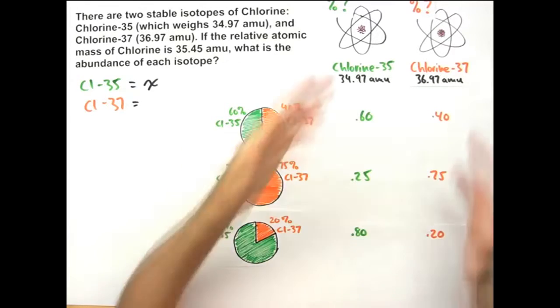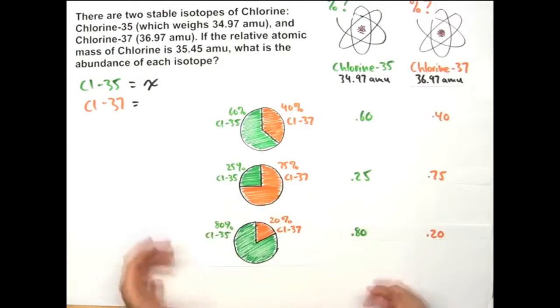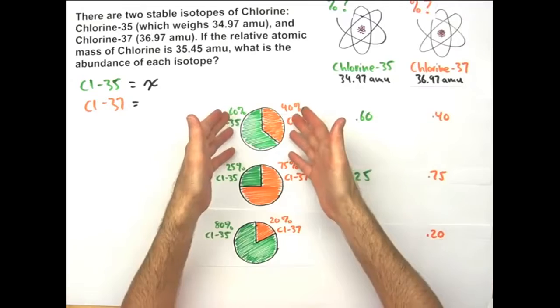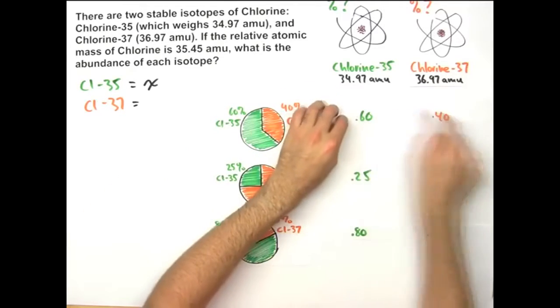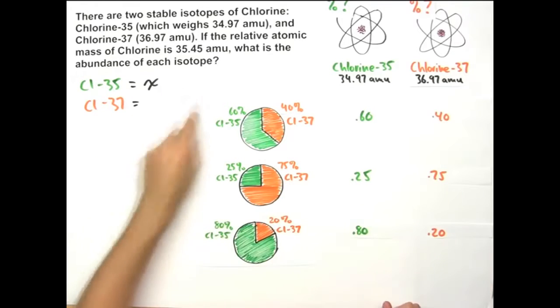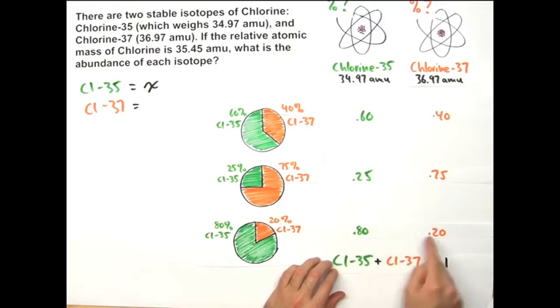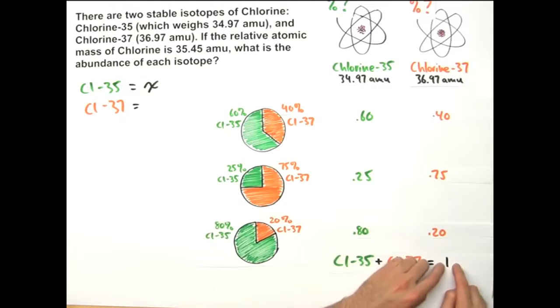Because we only have two possible isotopes for this problem, when we add the two of them together, they always have to come out to 100%. Or, if we're expressing our abundances in decimals here, when we add the two abundances up, they have to come out to 1. We can use this to come up with an expression for chlorine-37. Here's the first thing that we've noticed. Chlorine-35 plus chlorine-37, when they're expressed as decimals, add them together, you'll always get 1.